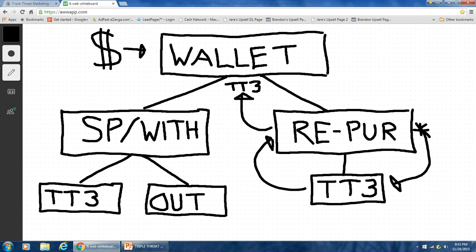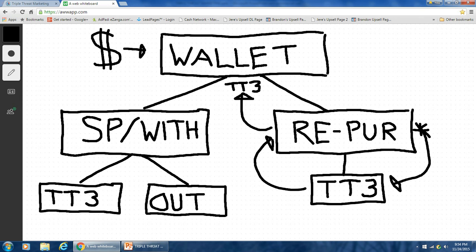sustainability of the RevShare. It's pretty much basic math 101. In any business, you can't have more money going out than you have coming in. So by having this set amount always going towards repurchase, this helps to allow Triple Threat to always have fresh money coming in to pay people. So it keeps the rev share going.